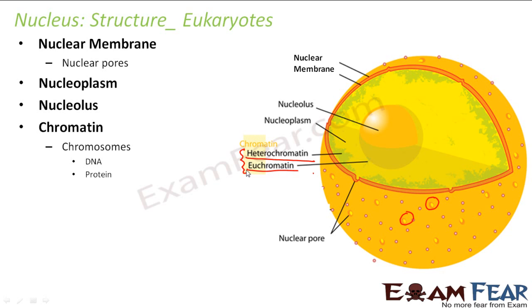Now you really don't need to bother much about the two categories of chromatin, heterochromatin and euchromatin. For now you should just know that inside the nucleoplasm you have some thread-like structures that are known as chromatin. Now these chromatins later form chromosomes when the cell divides. So we will talk about chromosomes in one of our next slides. And then again inside the chromosomes you have DNA and protein.